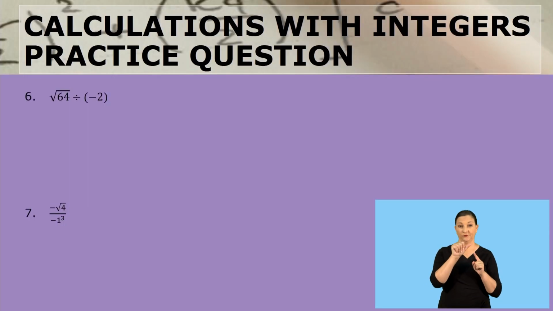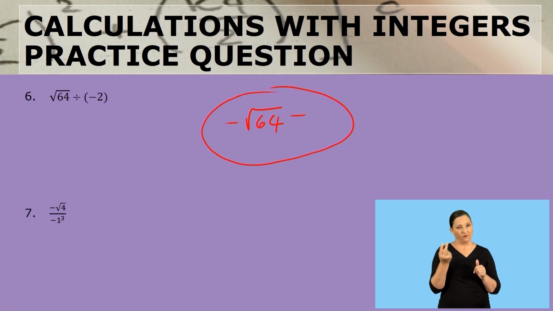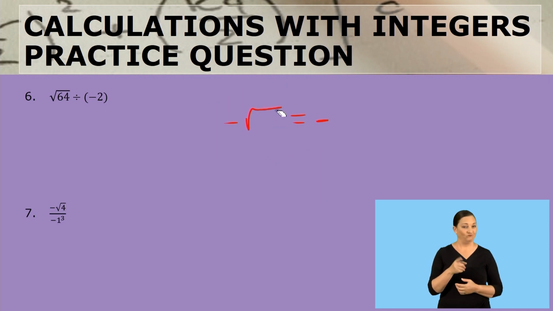Now, we have there the square root of 64 divided by a negative 2. Remember, when we are working with a square root, we need to be very careful. Here, we've been given a positive square root. That is a positive square root of 64. If they wanted the negative square root of 64, they would have written it like that, the negative square root of 64. And from that answer, the answer would also be a negative value. But that is not what we are given here.